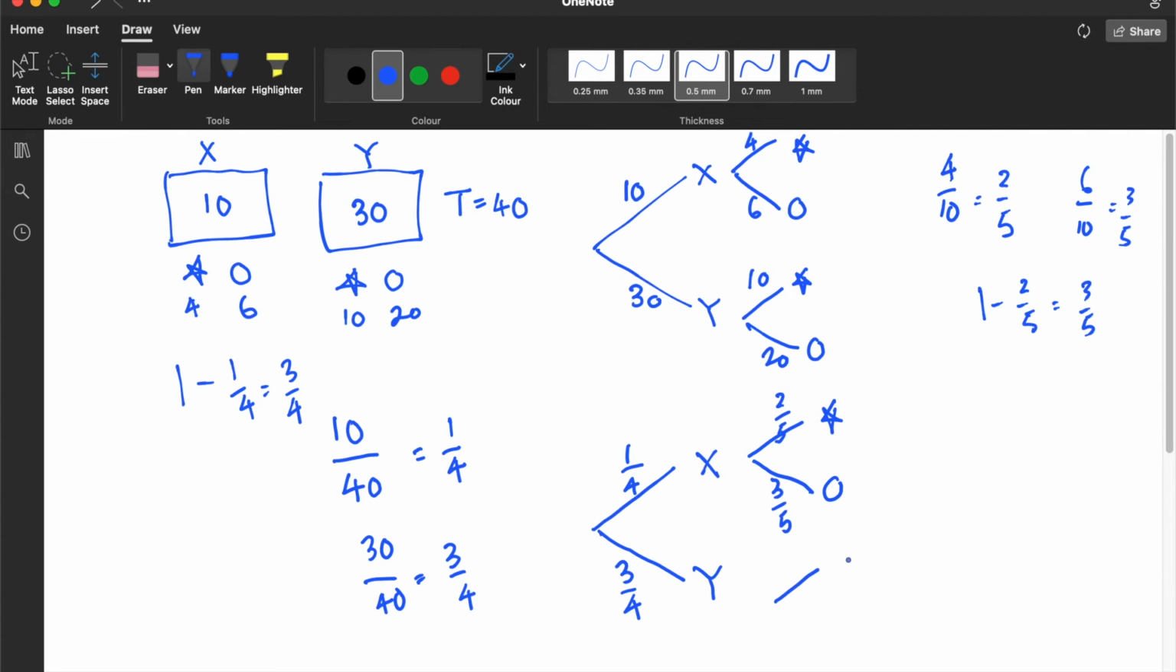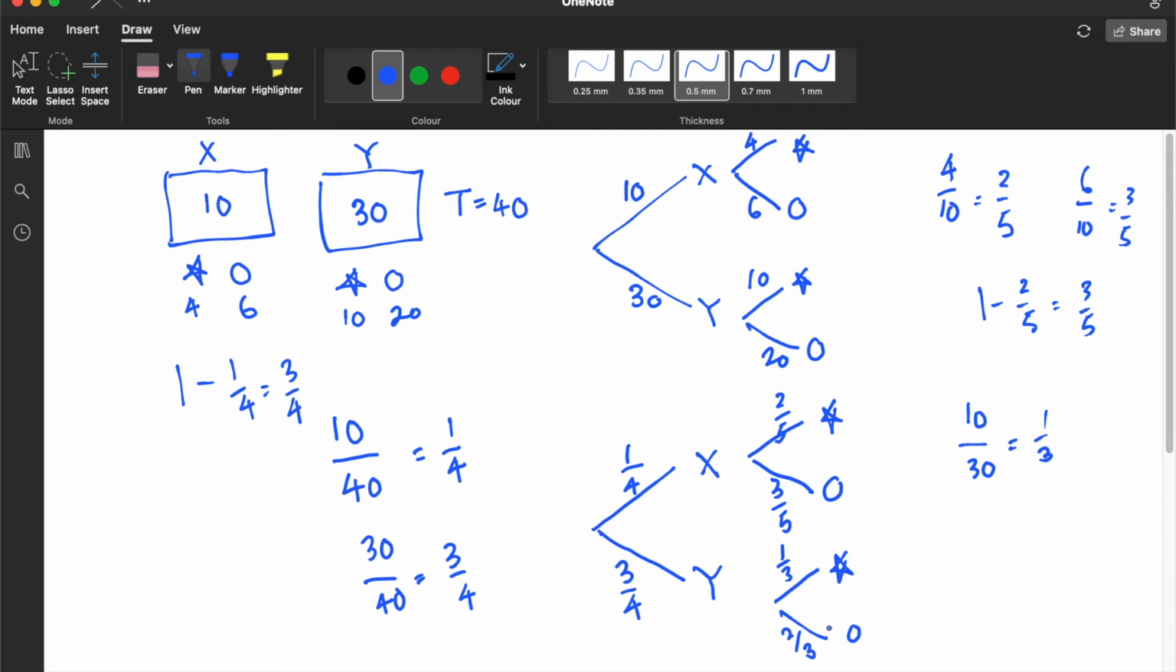Let's do that for the last branch, star and circle. Right, so what is the fraction here? It is 10 over 30, which is 1 over 3. So 1 over 3 here and 2 over 3 here.